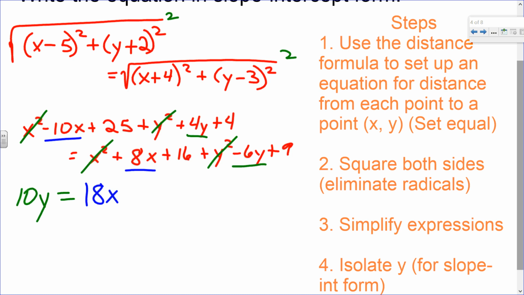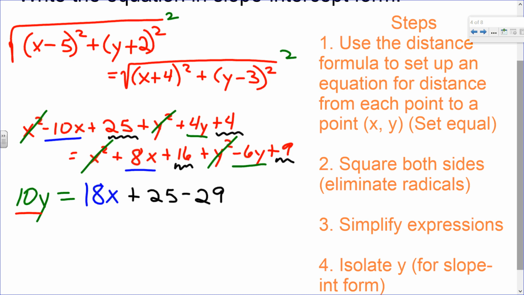And then I need to get all of my constants together in there. So let's see, I had plus 25 on the right, and I had plus 29 on the left. So I need to subtract 29 over there. So I have 10y equals 18x minus 4.